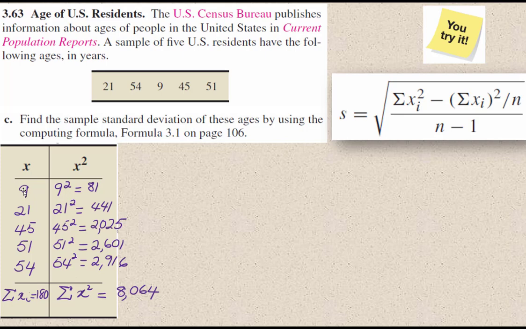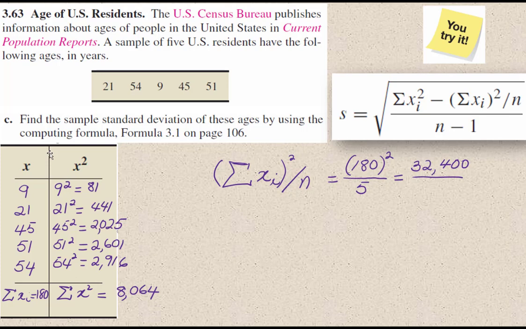8064. Now we need to calculate the square of the sum divided by n. We're going to calculate the square of the sum. This is the sum. We're going to square it and divide it by n. It's going to be 180 squared divided by n, which is 5. Now, 180 squared is equal to 32,400 divided by 5. Now our final answer is going to be 6,480.